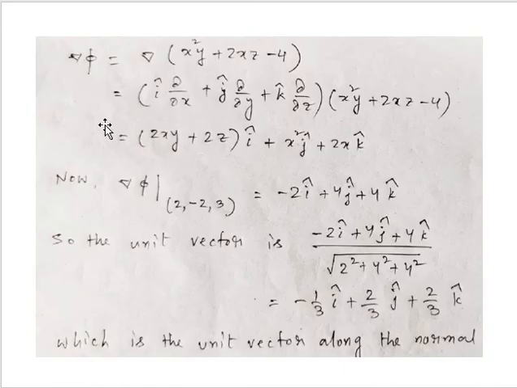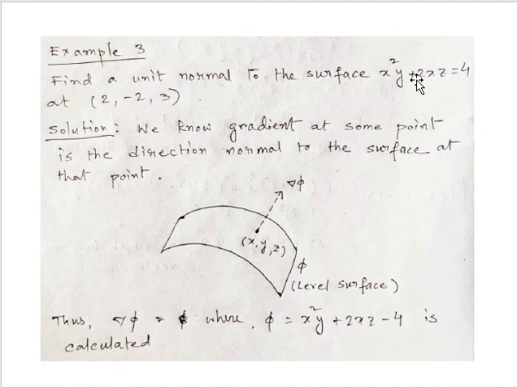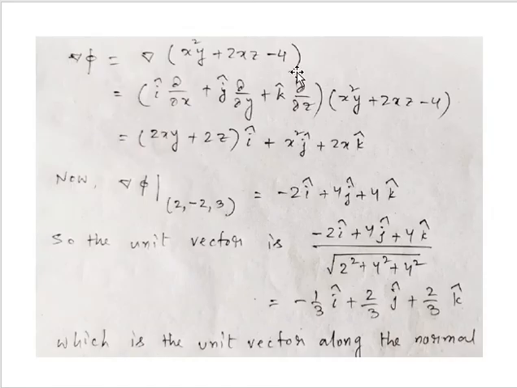Now grad phi, just the phi function is given. Look at this, x square y plus 2xz equal to 4. I am just taking this 4 to the left side, and it will be minus 4 equal to 0. So we consider phi equal to x square y plus 2xz minus 4. Now take the gradient of this scalar field.